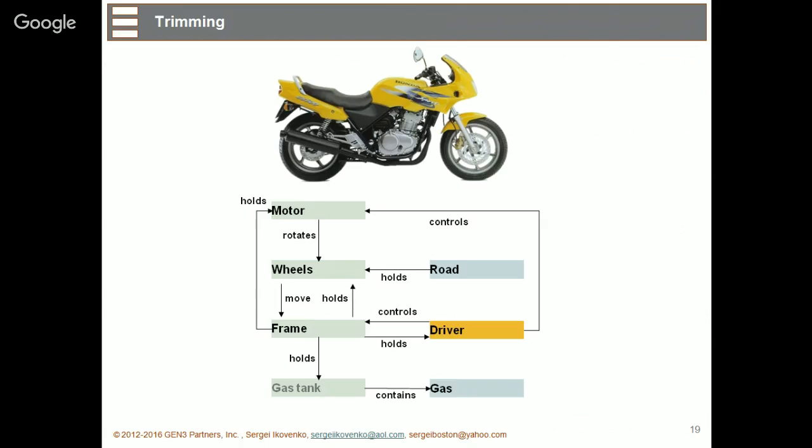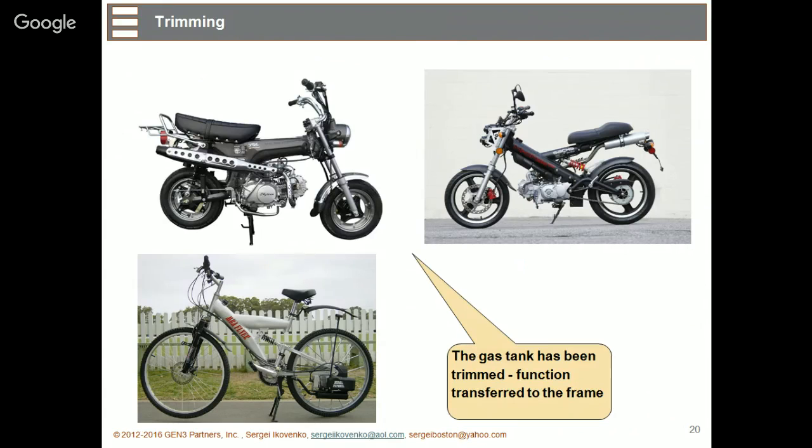And what the team did, they trimmed the gas tank and delegated the function contain gasoline to the frame. So now they need to find a solution for how to enable the frame of the motorcycle to contain gasoline. For that, they did not even need any problem-solving TRIZ tools. Brainstorming immediately gave answers. So on that slide, you see very different modifications.